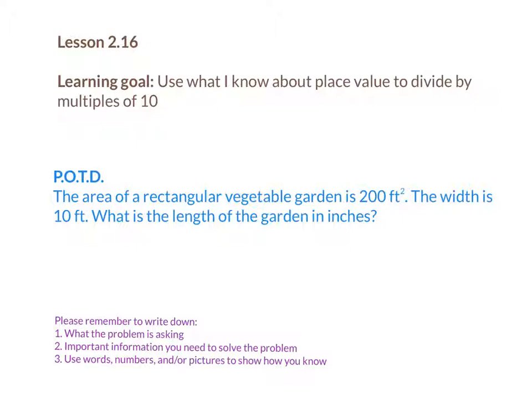division. Okay, so the next lessons that we're having over the next few weeks, you can expect they'll all be about division. So today, as you might expect, your learning goal is about division. And so your learning goal today is to use what you know about place value, which you know a lot about, to help us divide by multiples of 10.